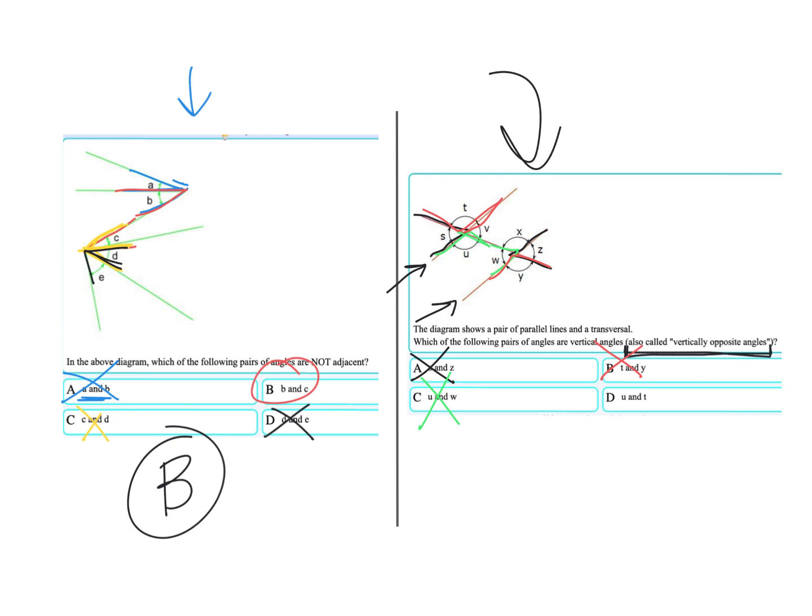So then I'm assuming it's going to be U and T, but I'm going to check it just to make sure. So we have U and T. Vertical is exactly opposite from each other, so then the answer would be D.